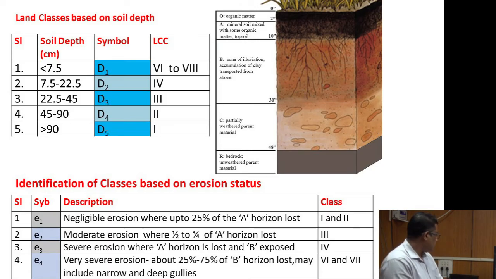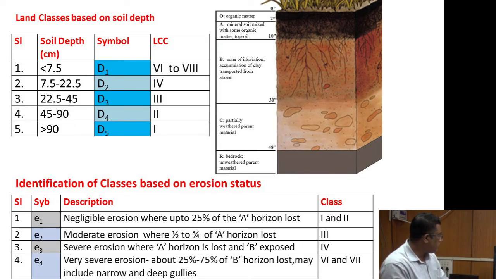Now comes E3, where the severity of erosion is much higher, where A horizon is completely lost. How is it lost? Because of weathering, because of erosion, because of wrong cultivation practices and many other reasons. Here this A horizon, that is the storehouse of everything, all good nutrients, good moisture and organic matter, this is lost, or the topsoil is lost. Such type of erosion we denote as E3, and this is a feature of class 4 type of land. And E4, the worst case scenario, where very severe erosion, about 25 to 75% of B horizon, forget A horizon, now the eating away of the soil has come to the B horizon, that is the substrata.